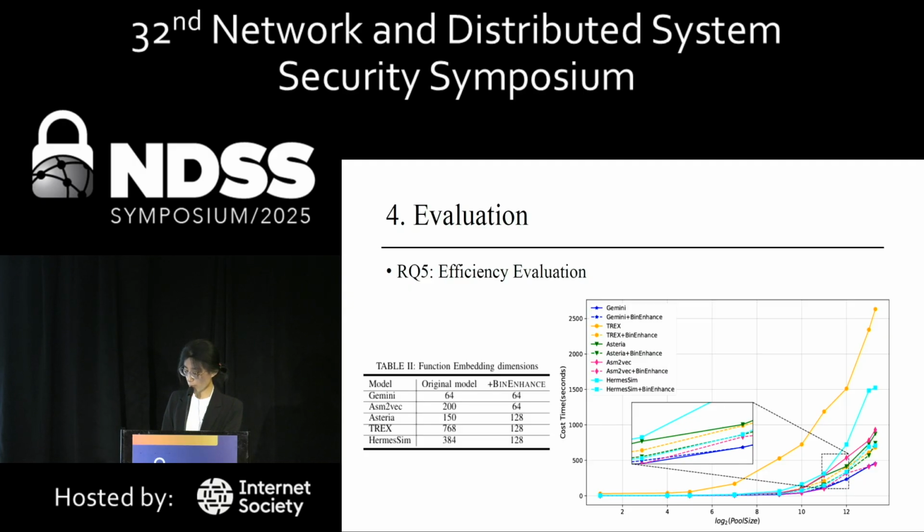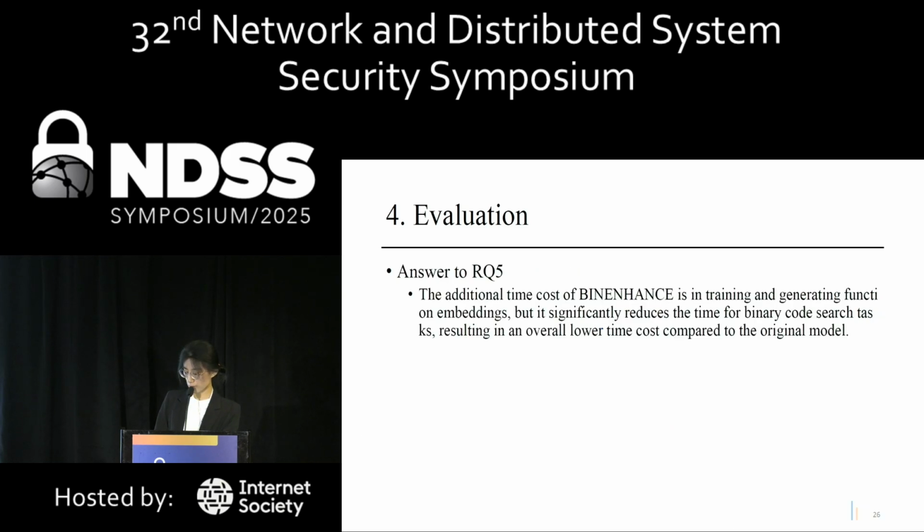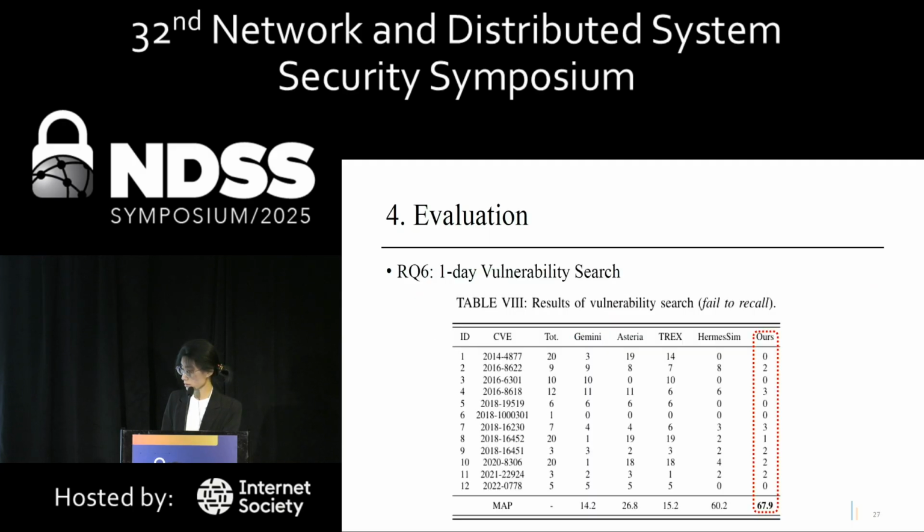The table on the left represents the dimensions that we have transformed for each baseline using the whitening transformation. The right shows the time spent by all the methods at the same settings. So the answer to the fifth question is the additional time cost of BinEnhance is in training and generating function embeddings, but it significantly reduces the time for binary code search tasks.